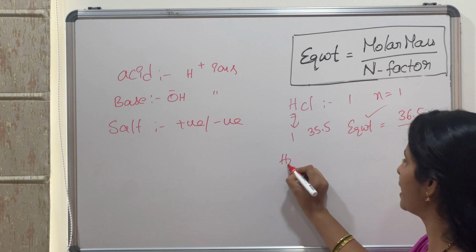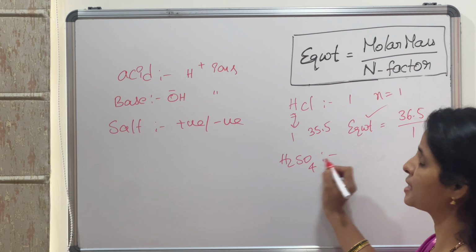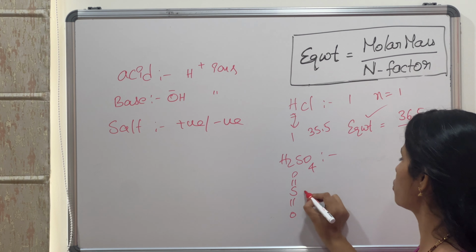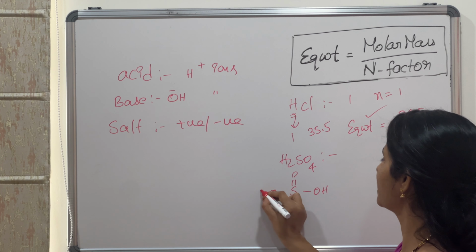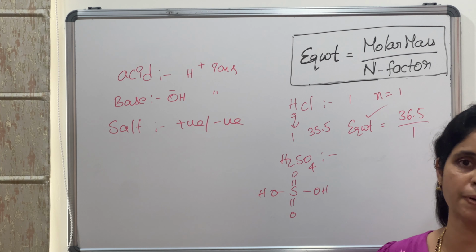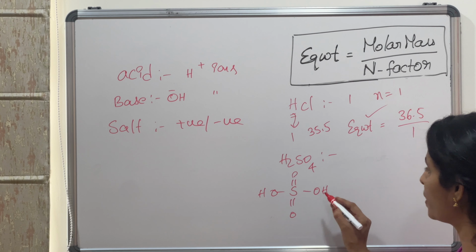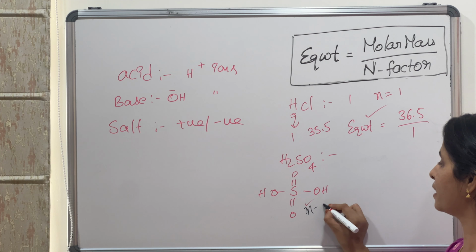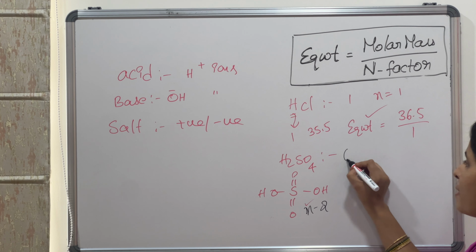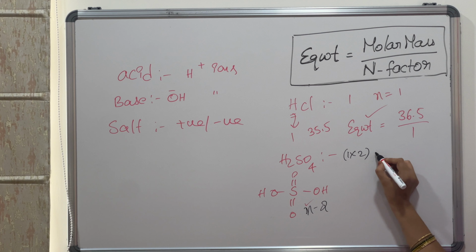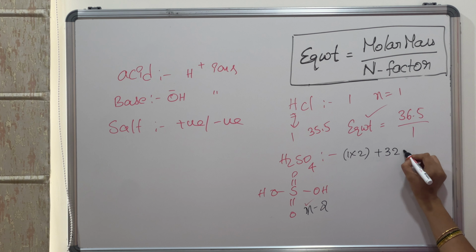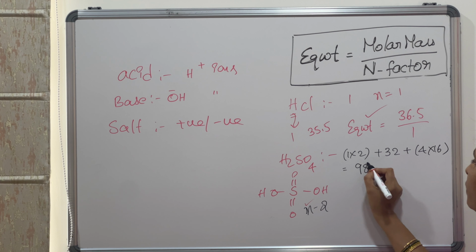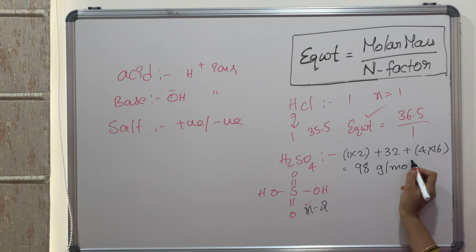Similarly, if you look at H2SO4, how many replaceable H+ ions are there? Look at the structure. Here the hydrogens attached to oxygen will be replaceable, not all hydrogens. How many replaceable hydrogens are there? 2 replaceable hydrogens. So what is the n factor? It is 2. Now calculate the molar mass. For hydrogen it is 1, and 2 hydrogens are there. For sulfur it is 32, and for oxygen it is 16, and 4 oxygens are there. Altogether you will get 98 grams per mole. This is the molar mass.